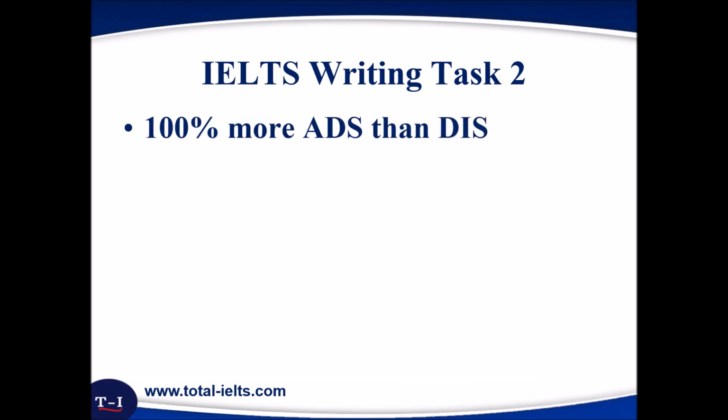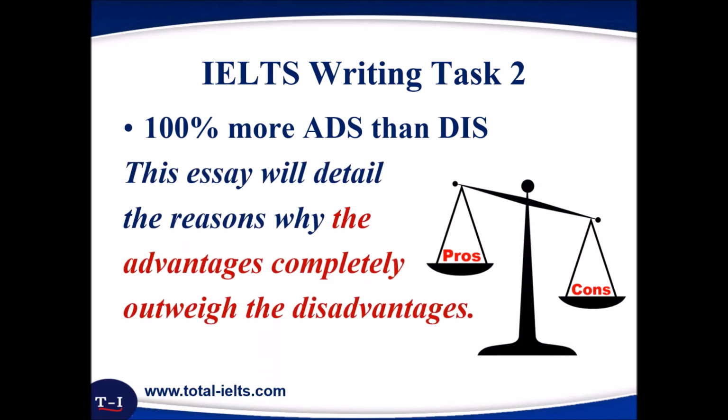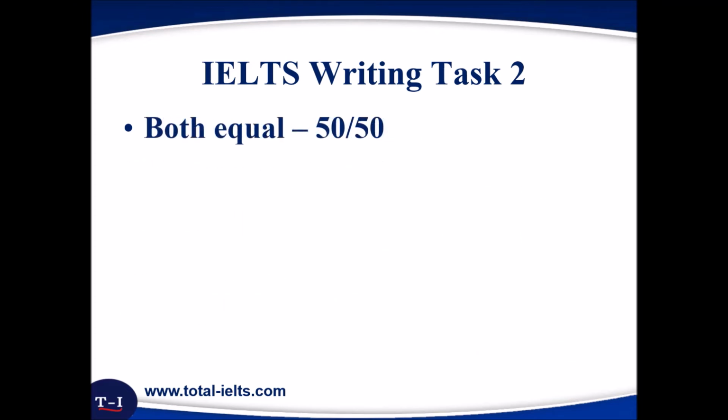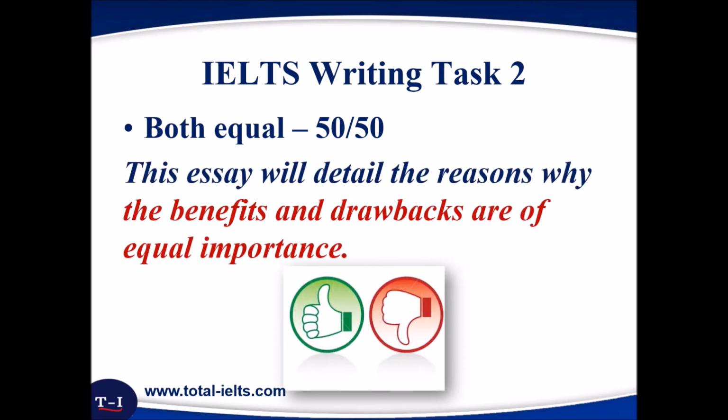If your opinion is 100% more advantages than disadvantages, you can say something like, this essay will detail the reasons why the advantages completely outweigh the disadvantages. Or if you think 50-50, that both are equal, you can say something like, this essay will detail the reasons why the benefits and drawbacks are of equal importance.